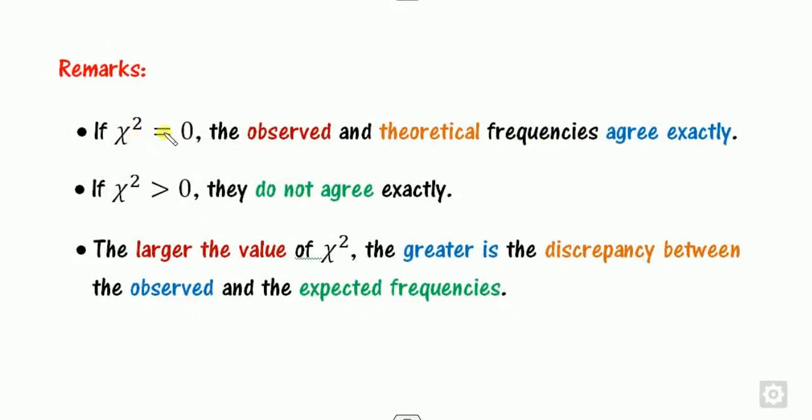What is the meaning if chi-square is 0? Since the role of chi-square is to measure the discrepancy between the observed and the theoretical, if it is 0, it means there is no discrepancy between them. It means the results are exactly the same. If chi-square is greater than 0, it means the theoretical and the observed frequencies are not exactly the same. While if it is greater than 0 and the number is very large, it means there is a greater discrepancy between the observed and the expected frequencies.